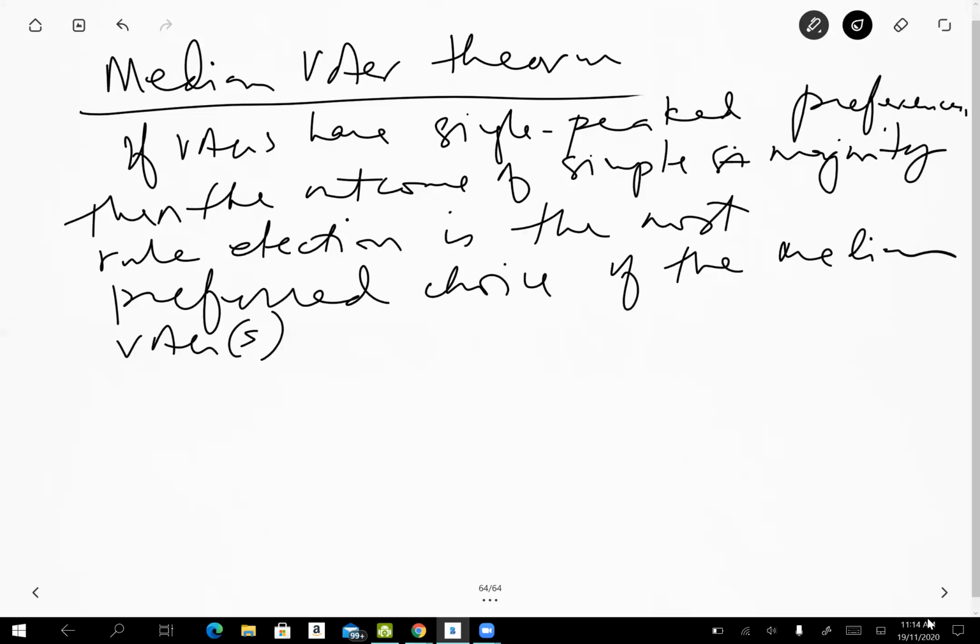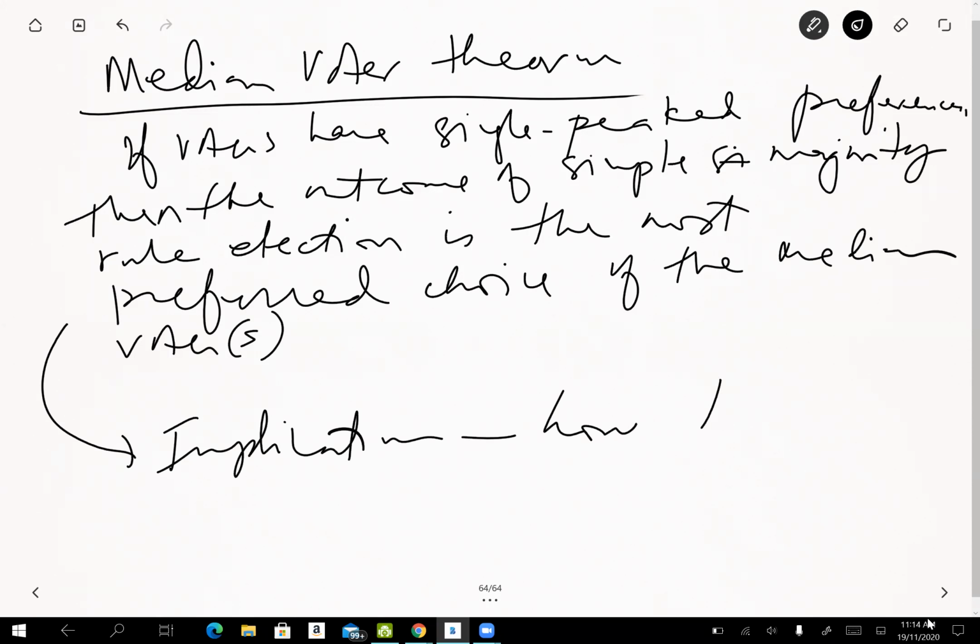All right. So this is a very important theorem. The theorem has implication on how to win election. So if you want to win election, just handle the median voters. All right. So that is the median voter theorem. Okay. Any comment? Any question? Anything?